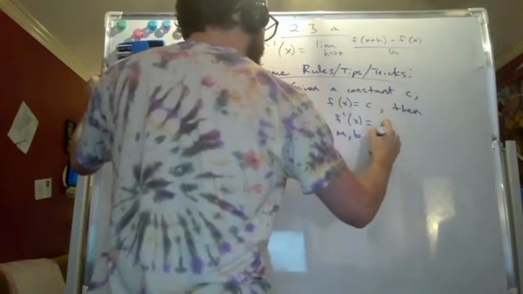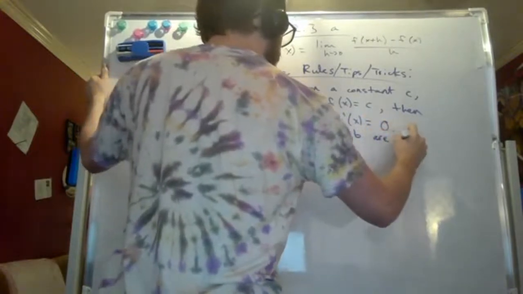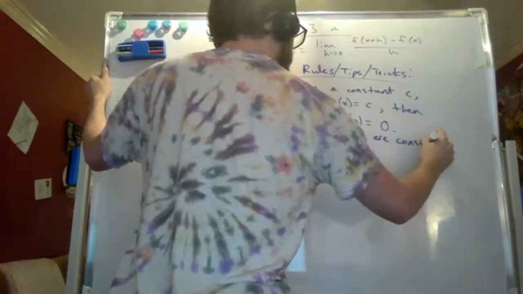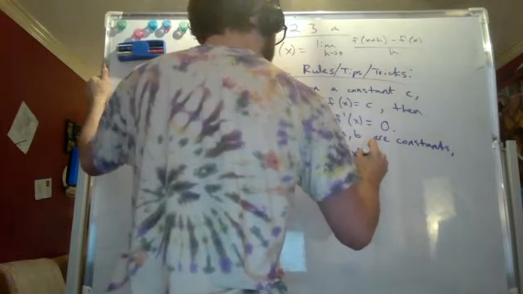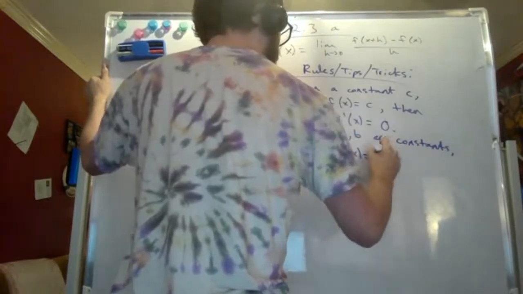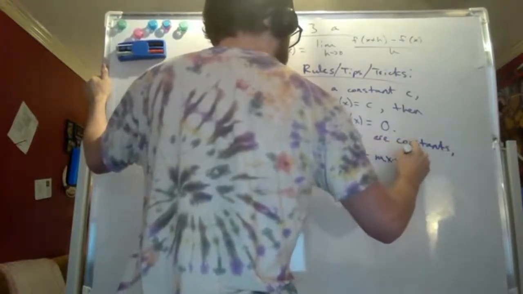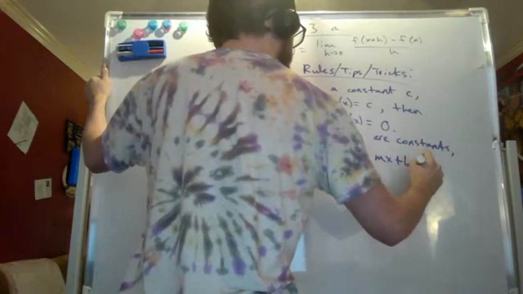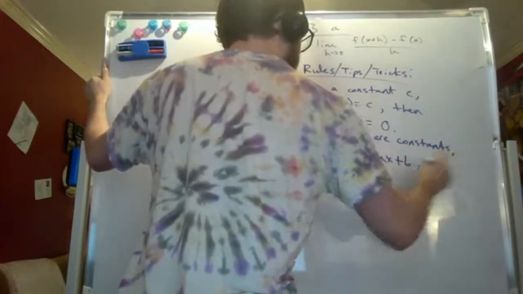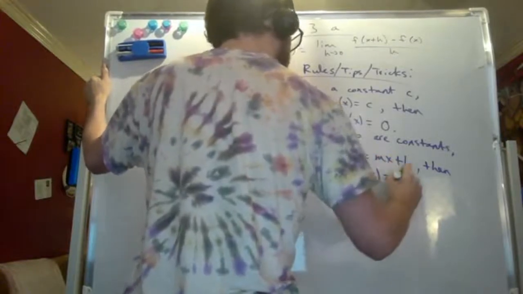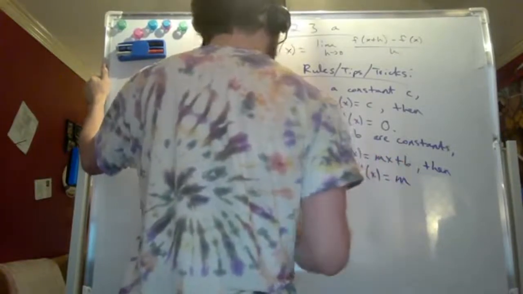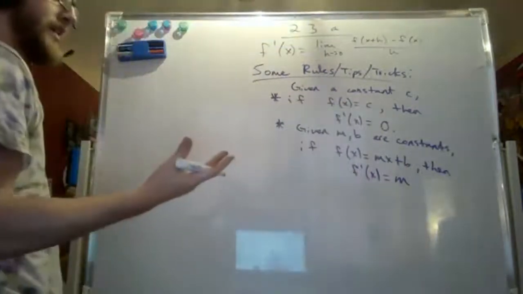given m and b are constants, if f of x equals mx plus b, then f prime of x is equal to m. Now, why is that true?